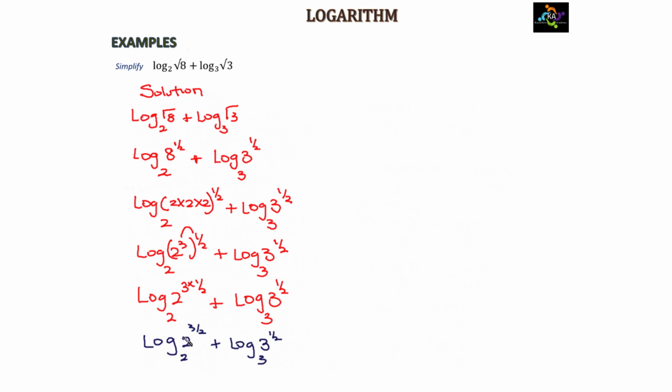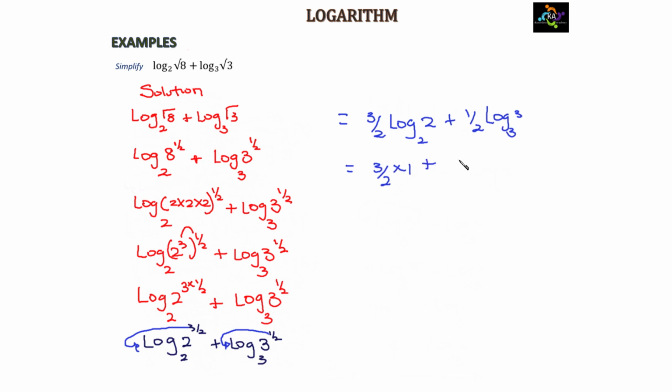What will happen here? Let the index come to the back. Now, what will you have? You have 3 over 2 log 2 base 2 plus 1 over 2 log 3 base 3. Now, from our calculation so far, this will be 3 over 2. Log 2 base 2 is what? Is 1. You should be able to know that. Now, 1 over 2. Log 3 base 3 is 1, times 1. Then this will become 3 over 2 plus 1 over 2.